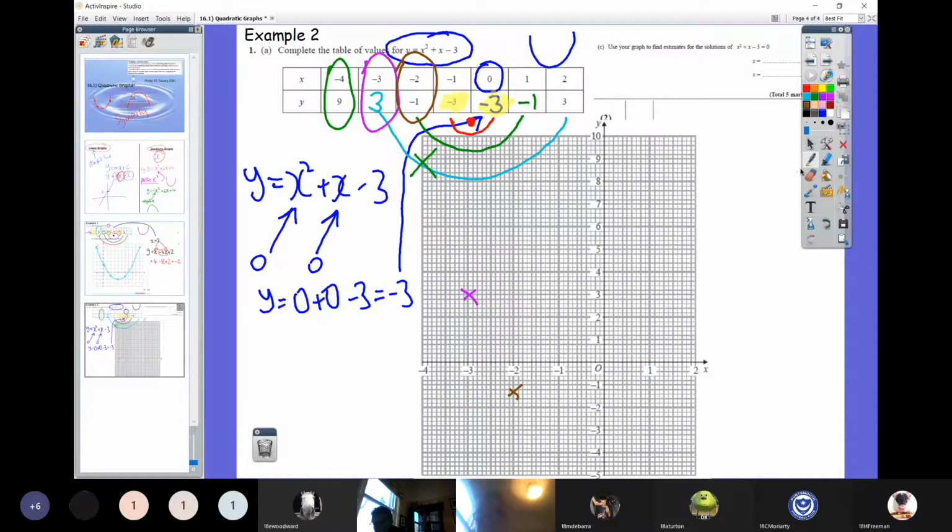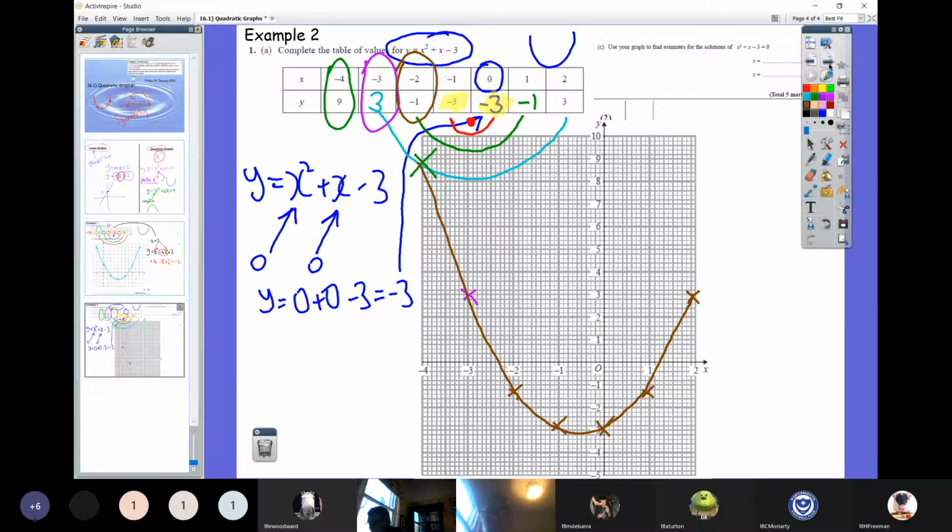And then I'll quickly do the remaining ones. Minus 1, minus 3, 0, minus 3, 1, minus 1, and 2, 3. So on this occasion, my graph looks like that.